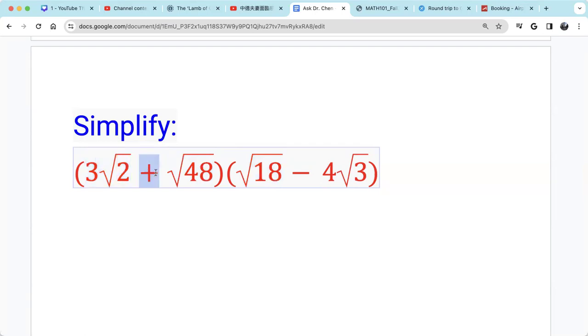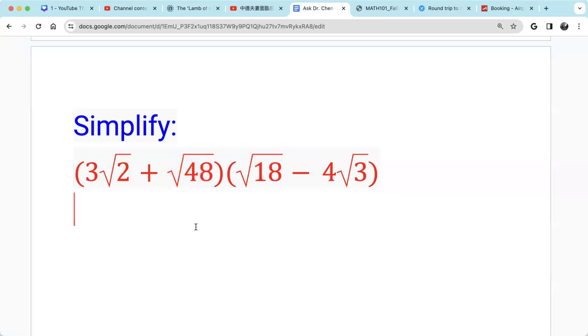Then we see this is a difference of 2 squares, the 2 conjugates of a difference of 2 squares. We have 3 radical 2 plus 4 radical 3, and then 3 radical 2 minus 4 radical 3. Applying difference of 2 squares, we just get the first one squared minus the second one squared. The first one, when we square, we get 18. The second one, when we square, we get 48.